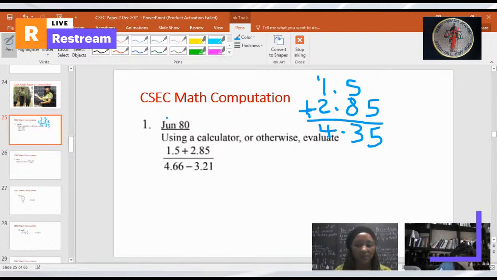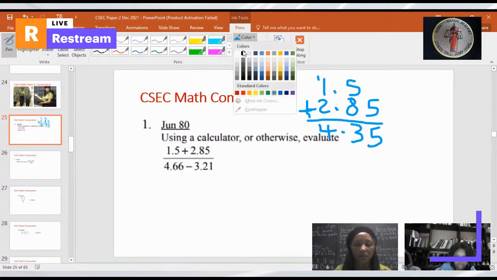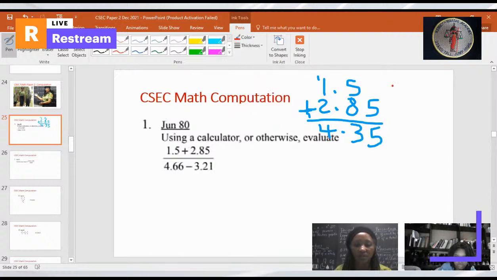And then, miss, 4.66 minus 3.21. All right, so we're going to work the denominator now. So 4.66 minus 3.21, and that gives what?